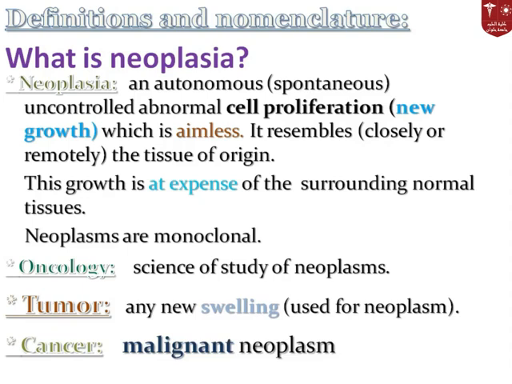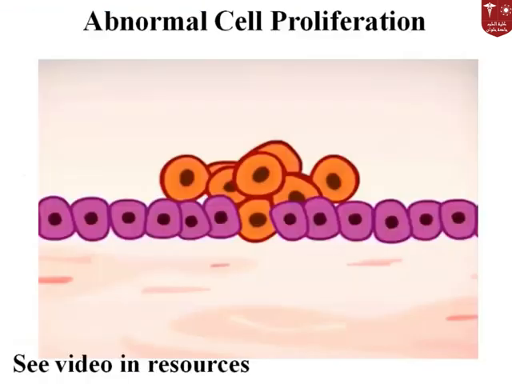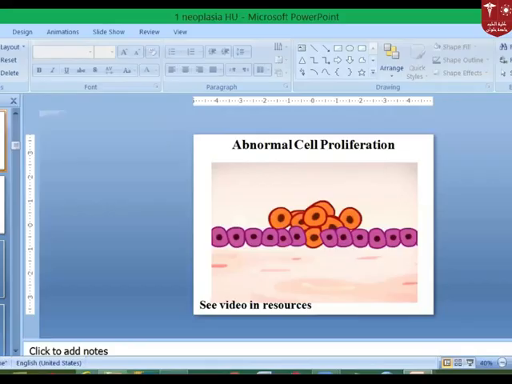Another term is oncology. Ology means science. Onco means tumor or neoplasm. So oncology is the science that studies neoplasms, including the treatment. So what is cancer? Cancer is a neoplasm also, but the malignant one, the bad neoplasm with bad behavior, bad prognosis and fatal behavior. This is called cancer. So now we know the definitions of neoplasia, oncology, tumor, and cancer. So we want to just imagine what is meant by monoclonal cell proliferation.